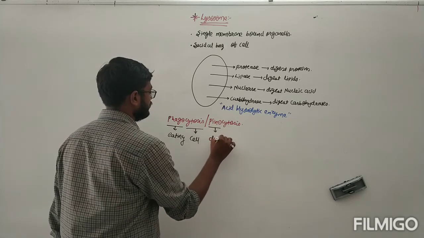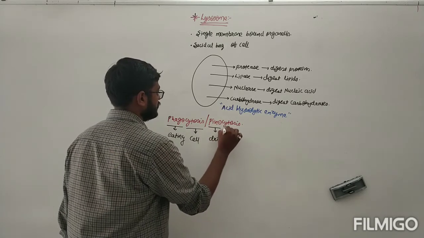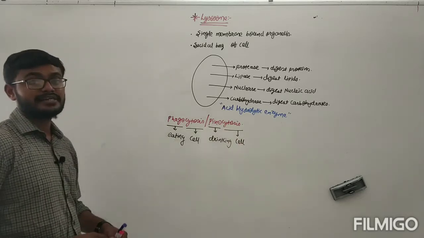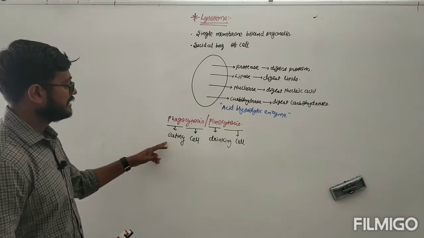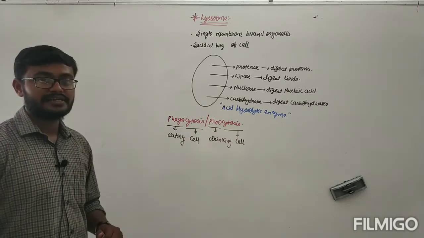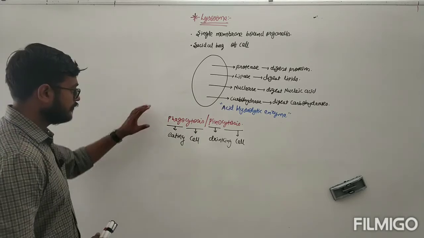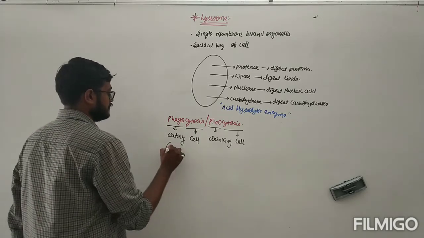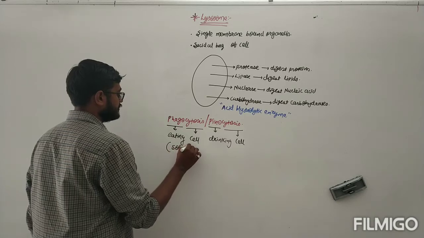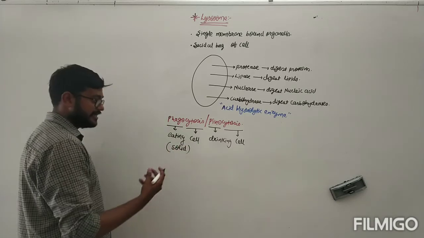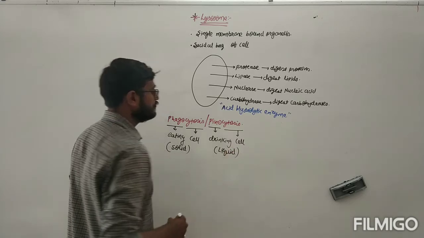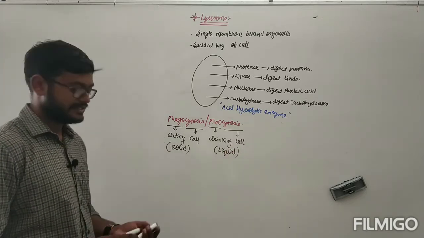Pinocytosis is in the sense of drinking, and cytosis is in the sense of cell. This is a cell drinking process. One is the cell eating process, one is the cell drinking process. What happens in case of phagocytosis? In this case, only solid components are taken inside. In pinocytosis, only the liquid molecules are taken inside.